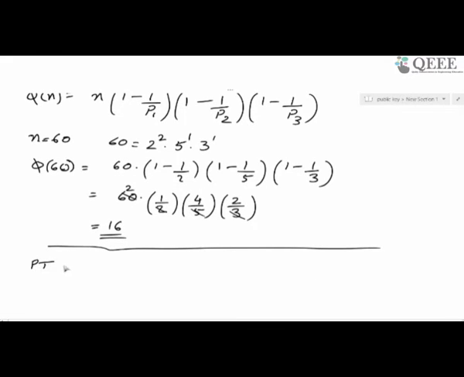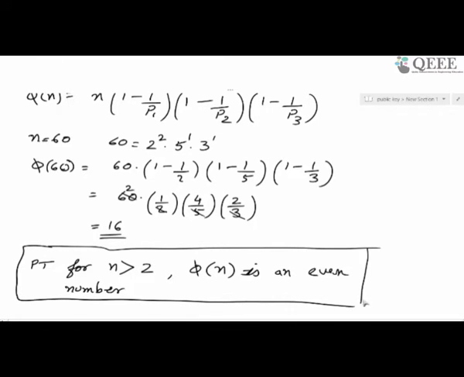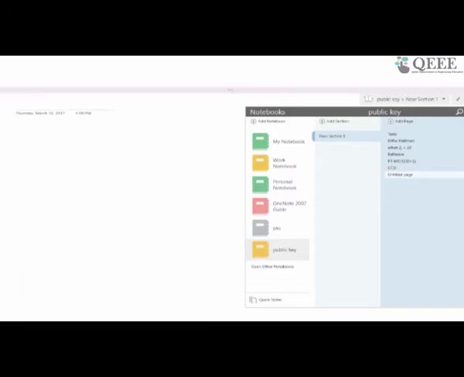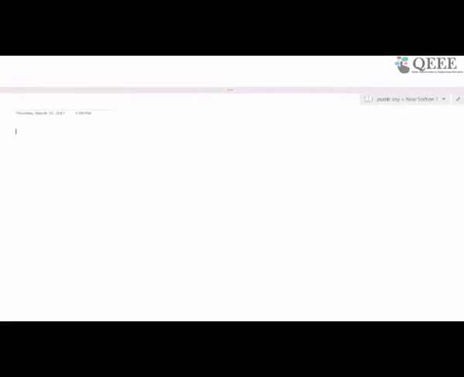Prove that for n greater than 2, phi of n is an even number. So this could be done as a homework exercise. Okay, what else? Another thing which is very important for us is something known as Fermat's little theorem.